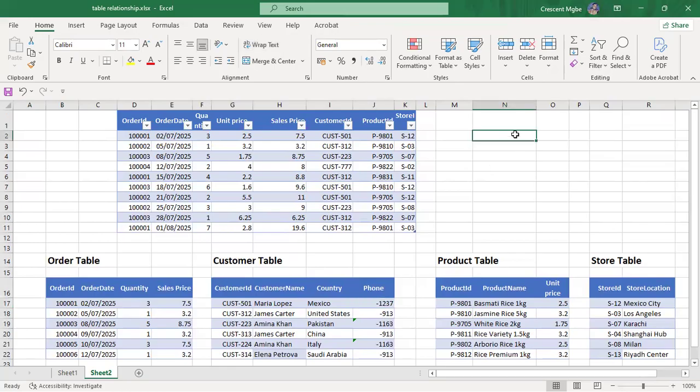So this brings us to what we call keys. Whenever you hear table relationship, the next thing that should come to your mind is keys. And what are these keys? They are called primary keys and what? Foreign keys.